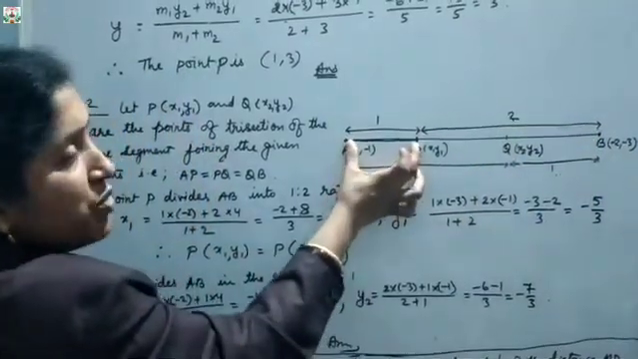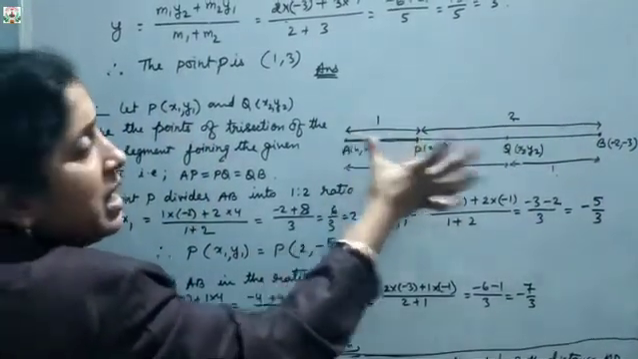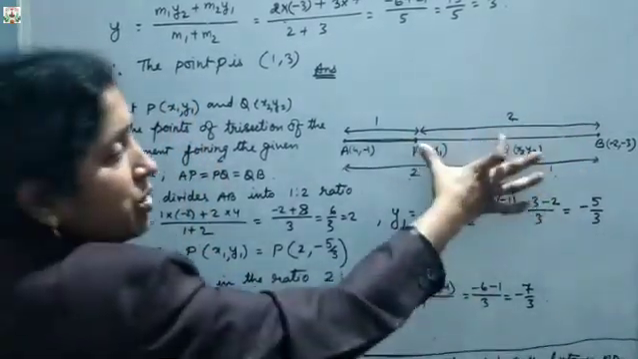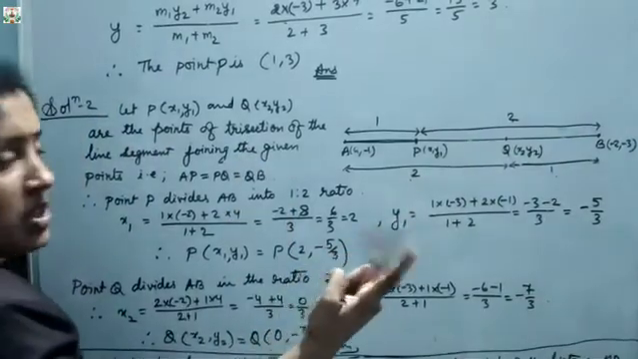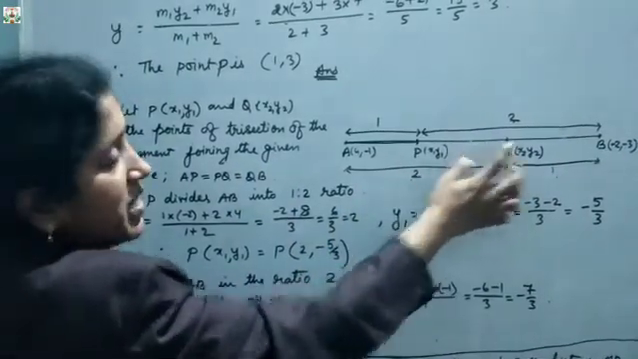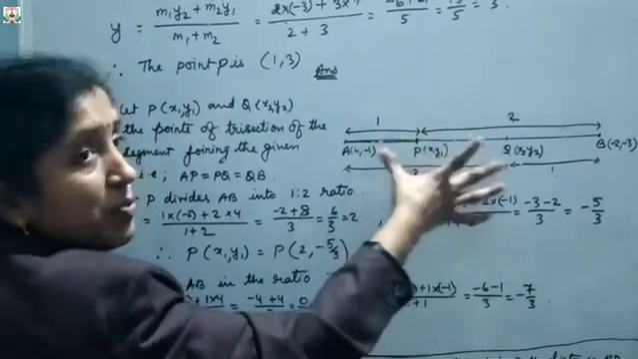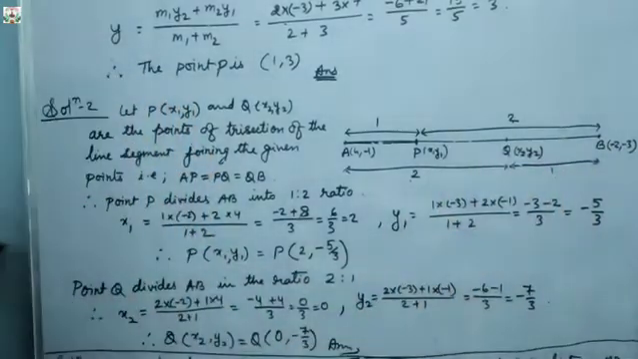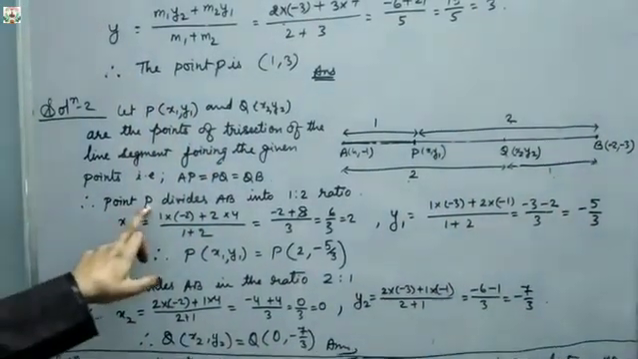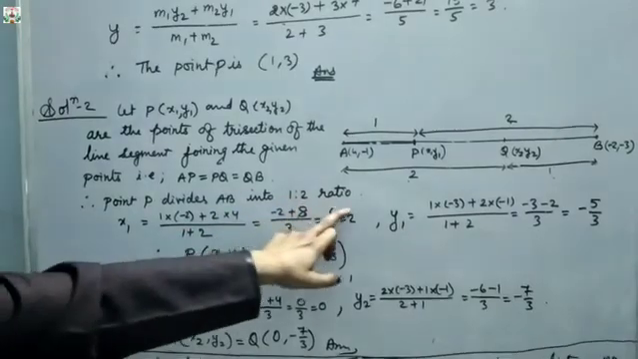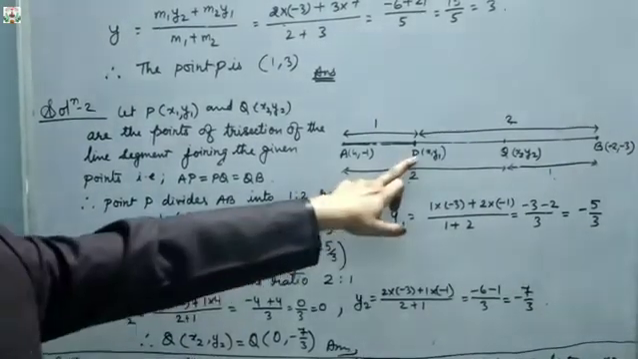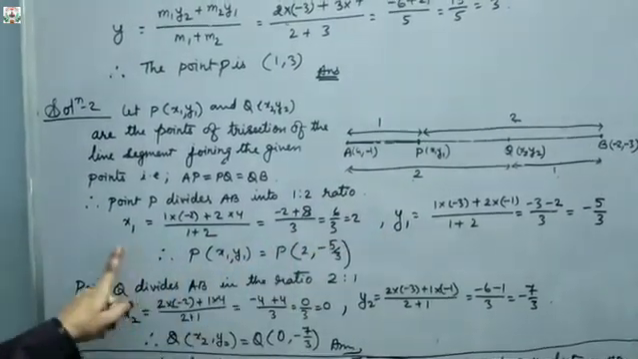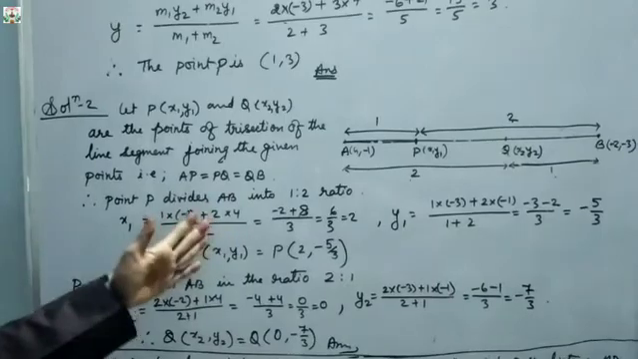So if P is the point that divides, this ratio will be 1 and this ratio will be what? 1 plus 1 means this particular P to B will be 2. Same way, if Q is the point which divides, these 2 sections will be added up. So this will be 2 and this part will be 1. Clear? So first P divides AB in 1:2 ratio. Then we will find the coordinates of P, that is x1 and y1. So we will find x1 and y1 using the same section formula.